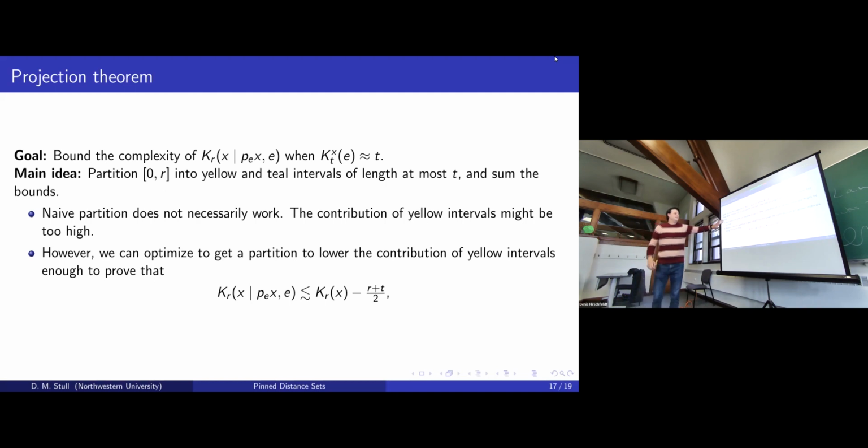The issue is that the naive partition does not necessarily work, and it would actually fail badly if you tried to just greedily cut it up into yellow and teal intervals, for the simple fact that you might have too many yellow intervals, which cause the complexity to be too high. Nevertheless, you can slightly optimize. This isn't a dramatic optimization. You just have to not be the most naive, and you get the contribution that's needed for this proof.